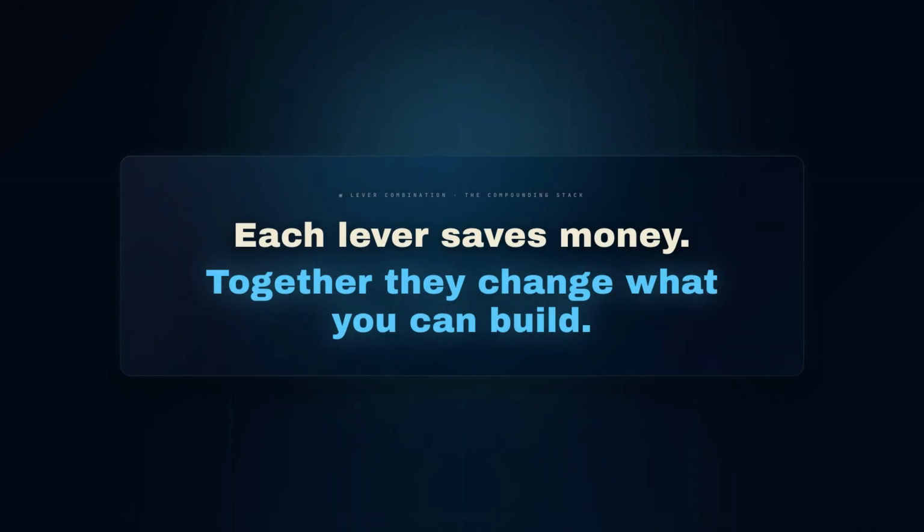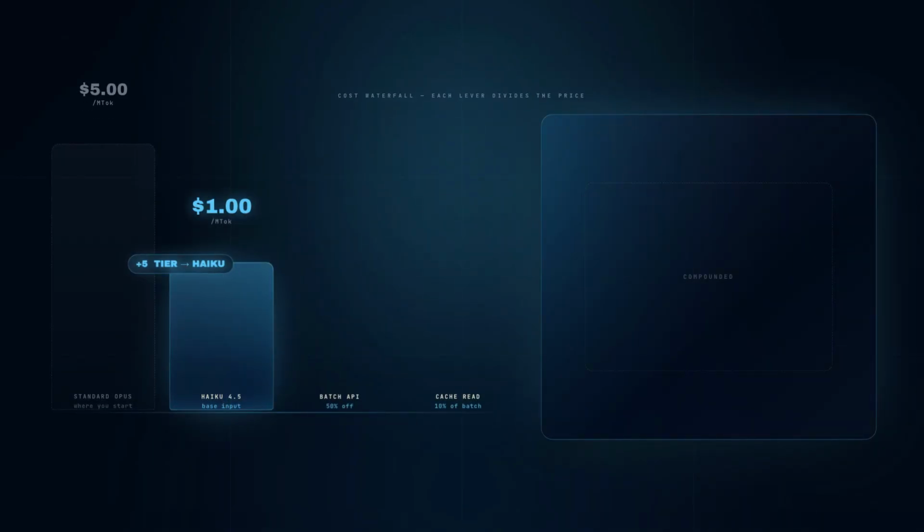Together, they change what you can build. Here's the compounding. Start with Haiku 4.5, $1 per million input tokens. Apply the batch discount, 50 cents per million.